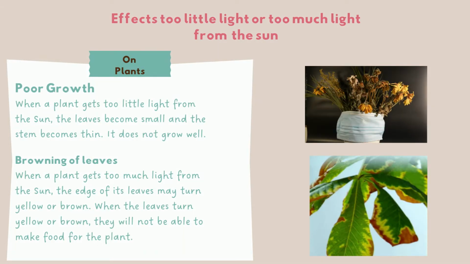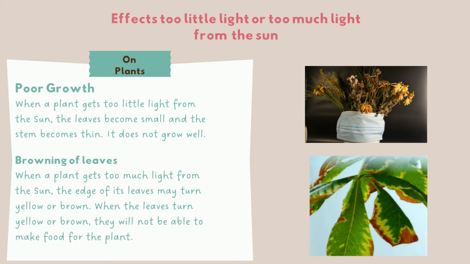Meanwhile, for the plants, when a plant gets too little light from the sun, the leaves become small and the stem becomes thin. It doesn't grow well. The plant slowly loses its leaves under too little light.